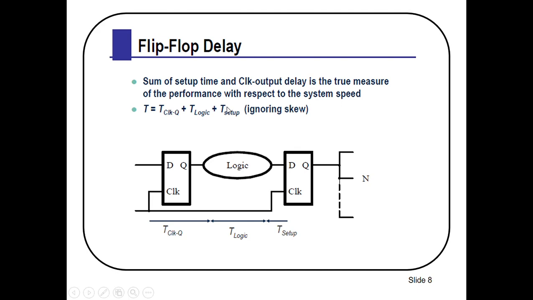So we should talk about the overall flip-flop delay. The total delay in a flip-flop is the clock-to-Q delay, plus the delay because of the logic circuitry and the clock, and the delay because of the setup time. So this whole will make the total delay of a flip-flop.